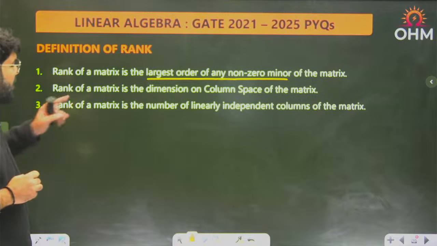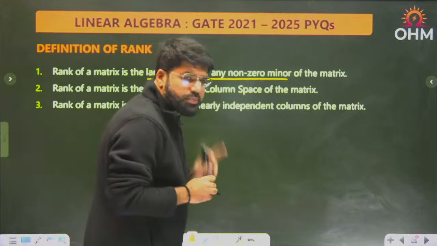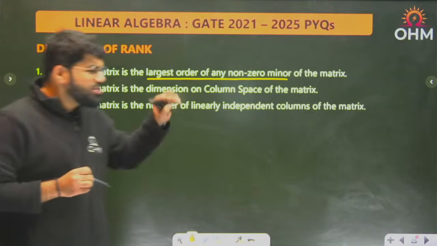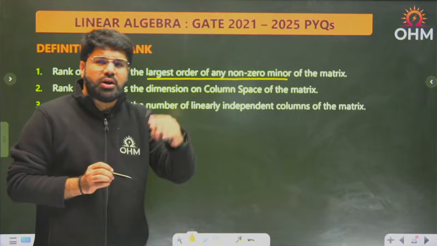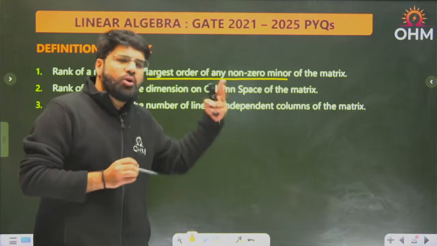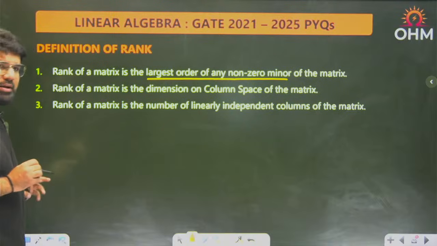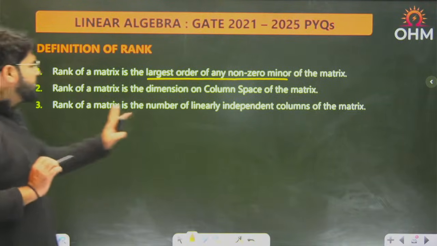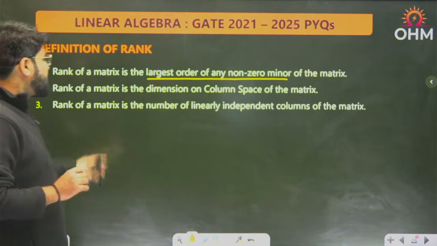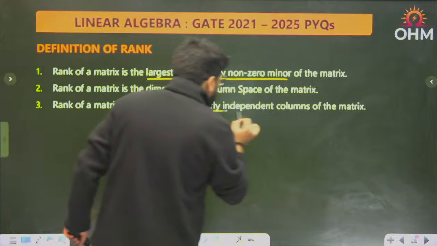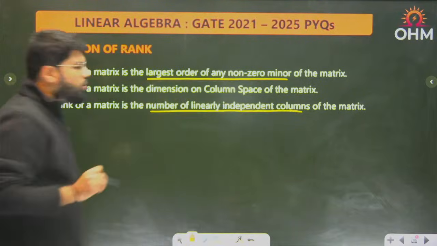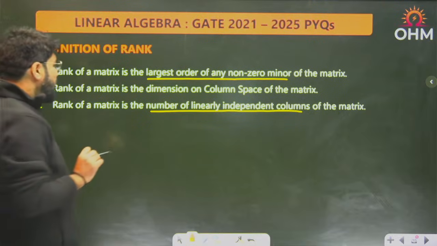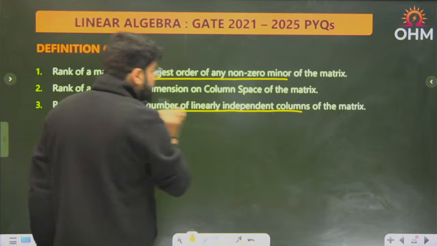Rank of a matrix is the dimension of the column space of the matrix. Now this second point is only relevant to EC because they study column spaces, vector spaces in general. Let's come to the third important point that is applicable for all and is important to solve the question. Rank is the number of linearly independent columns of the matrix. That is what also forms the column space of the matrix. So this in fact is a point which can help you solve many questions.